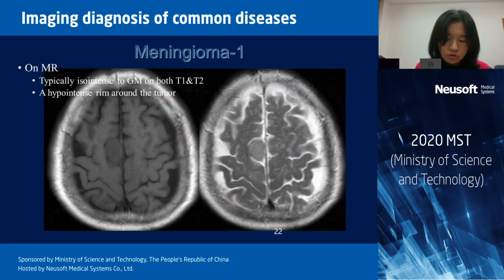Can you see the tumor? The tumor is in the right or left area. Can you see the tumor? The meningioma is in the right frontal area. It shows typical isointensity to gray matter on T1 and T2 weighted imaging.